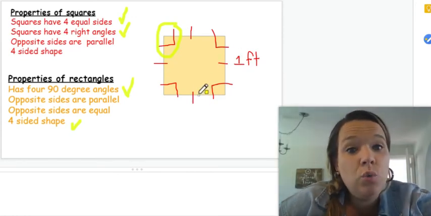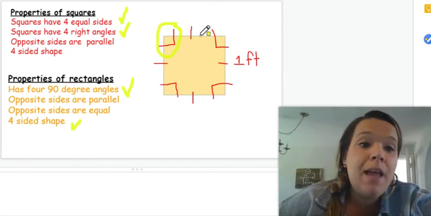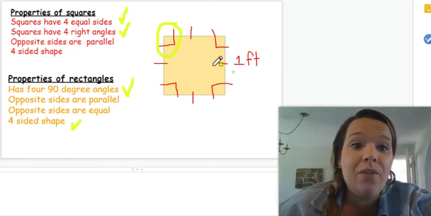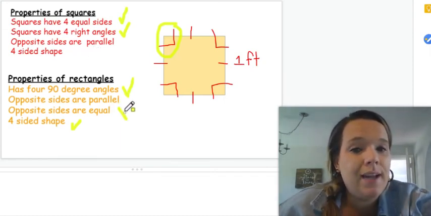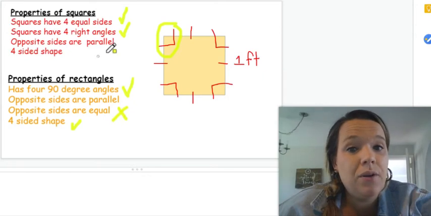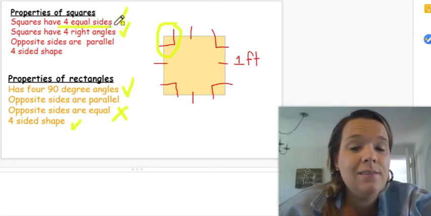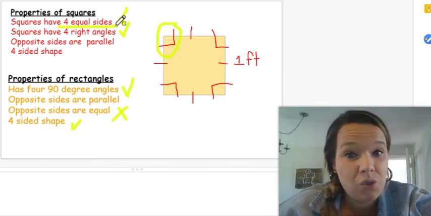If we saw 2 here and 2 here, that would tell us that those sides are equal while these opposite sides are equal. So because all 4 sides are equal, rather than opposite sides, I'm going to put an X next to opposite sides are equal. 4 equal sides, this tells us that it is a square.